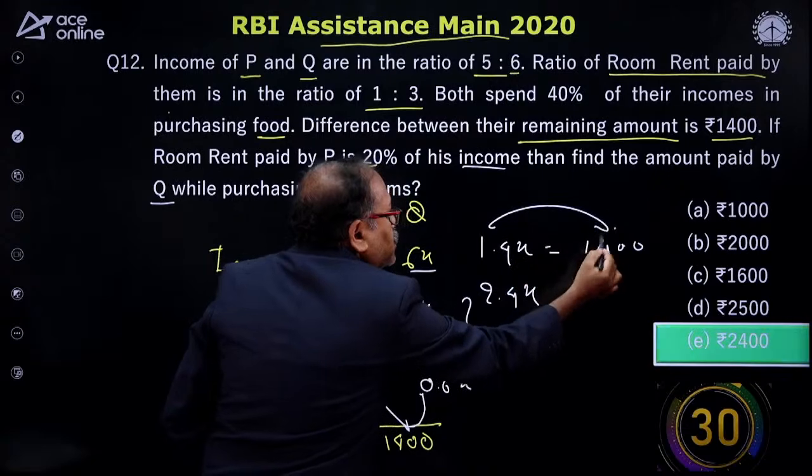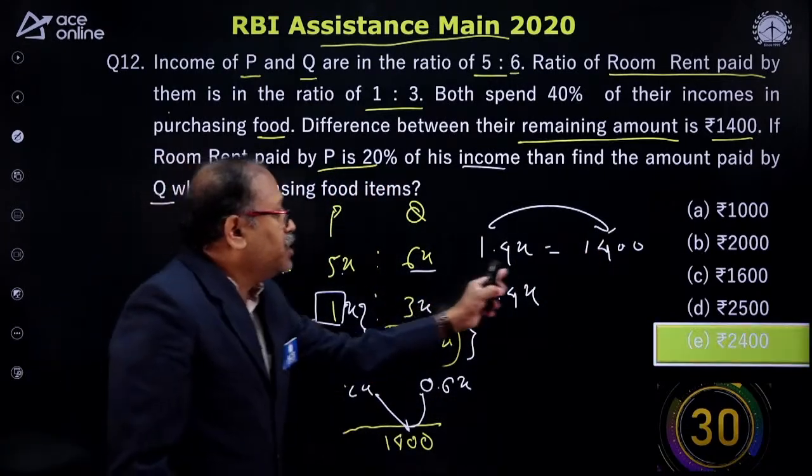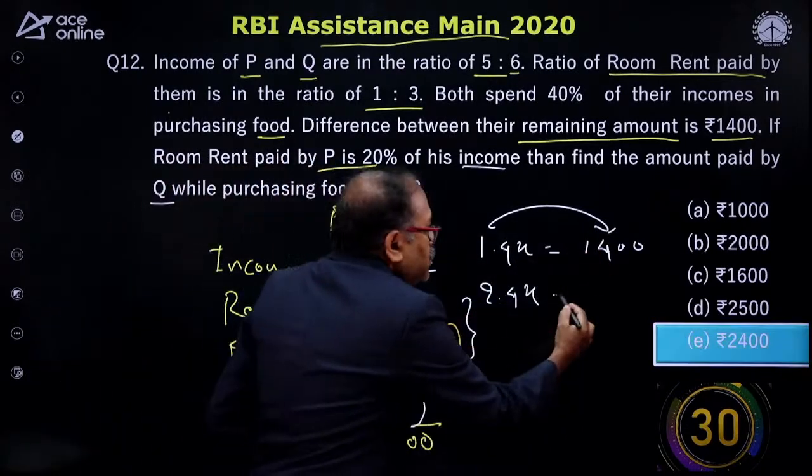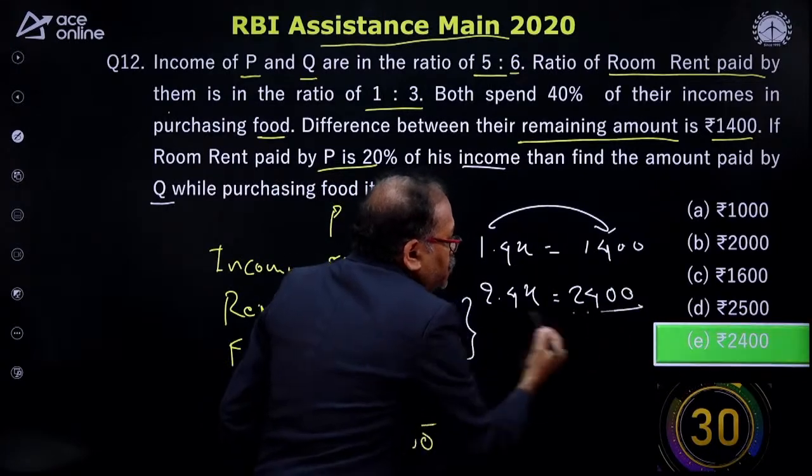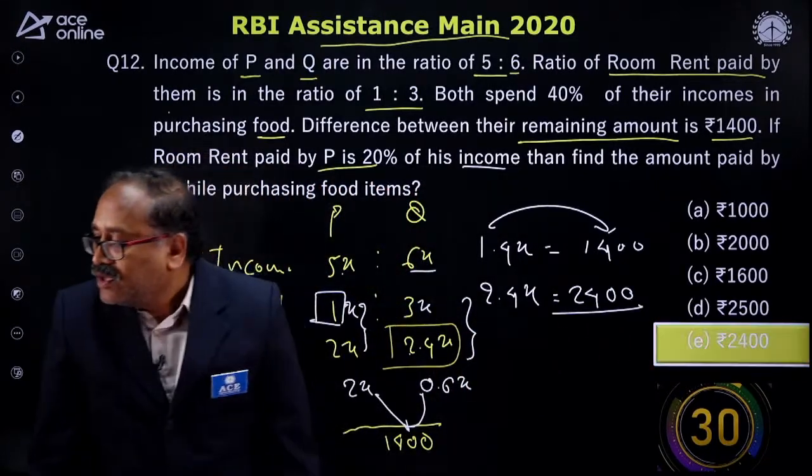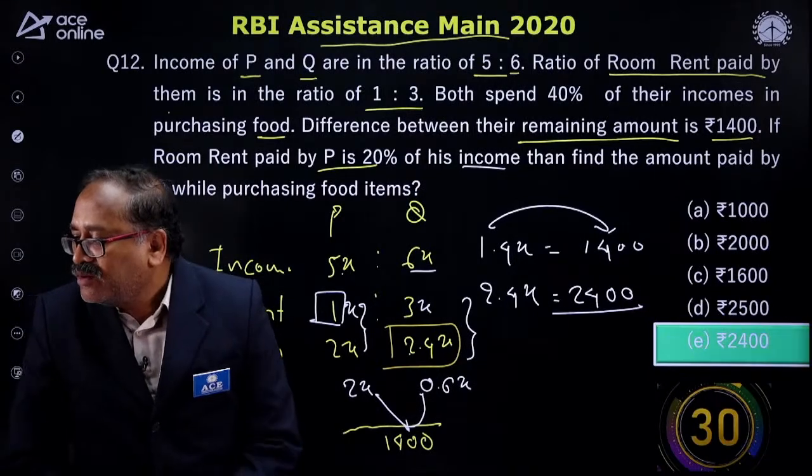So what will 2.4x be? I directly connect this: 1.4x is 1400, so write 2.4x as 2400. This should be your answer, sir. Am I right? Am I right, Raman?